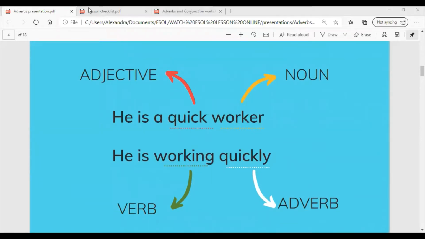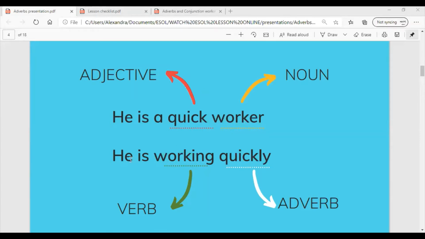Okay, so if we look at this quick example, we can see how an adverb works in a sentence. If you remember our weeks when we've looked at nouns and adjectives, you'll remember that an adjective describes the noun. So the noun is a person, place or thing, and then the adjective describes that person, place or thing. So with this sentence here, we have he is a quick worker. So our noun is worker because that's a person, and quick would be our adjective because it's describing the person.